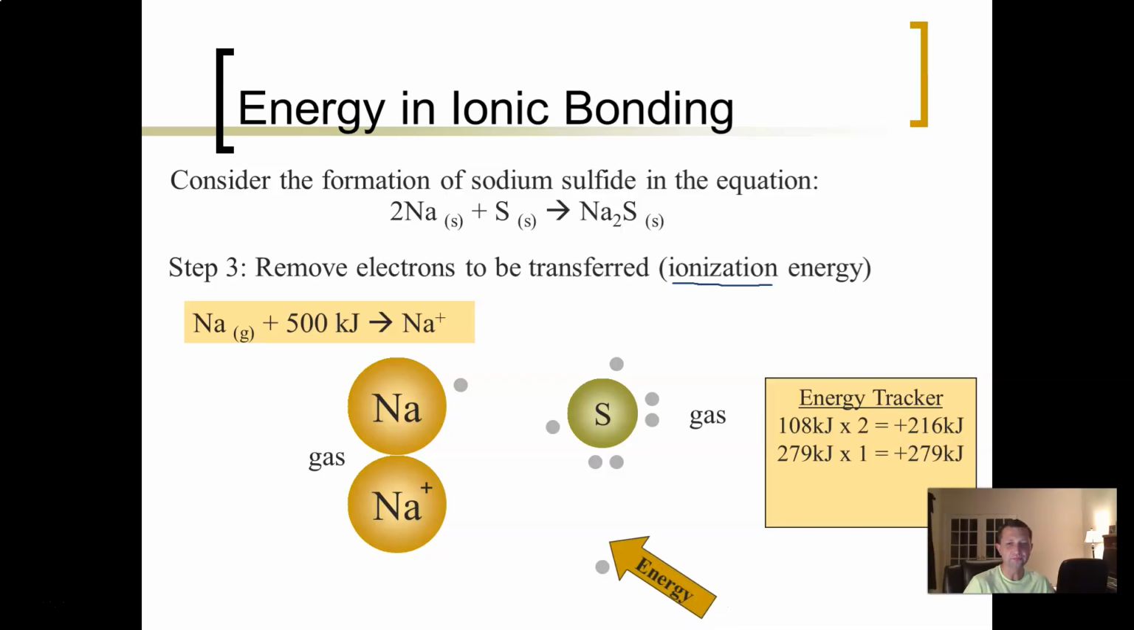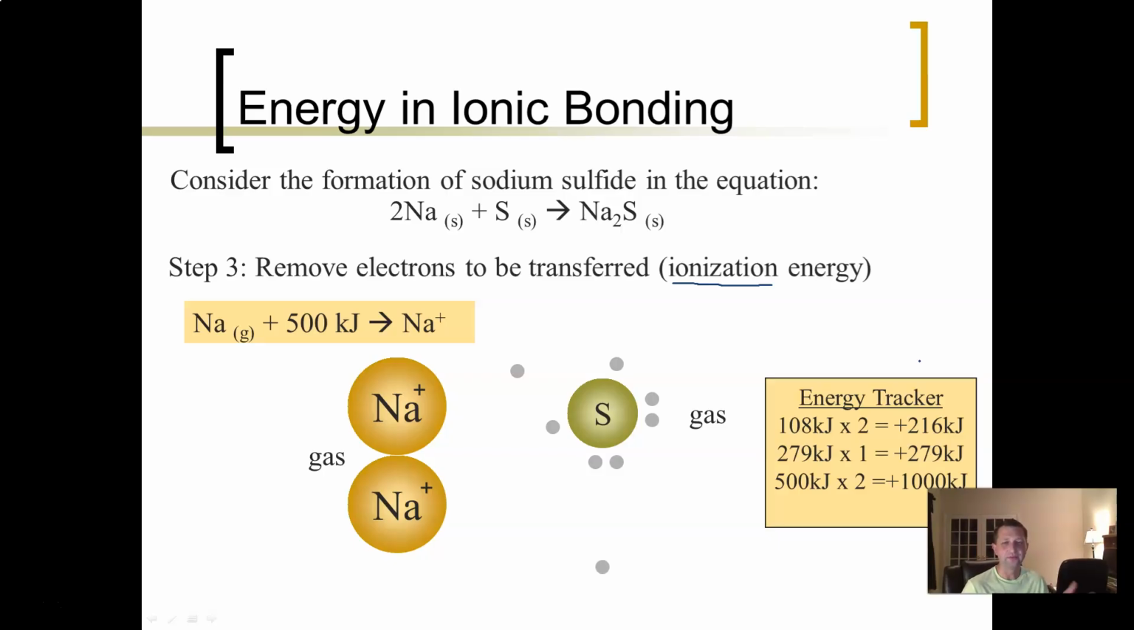Let's do it again. Okay, same equation. Energy tracker, 500 kilojoules times 2, 1 for each sodium there, is 1,000. So a lot of energy going into this so far. That's step 3. Okay, that's taken care of.